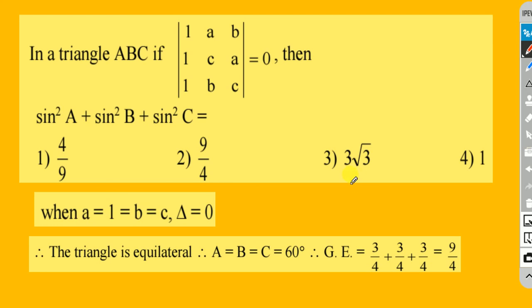So this is a tricky question where you can substitute a, b, c as 1 and you can get delta as 0, so that the triangle becomes an equilateral triangle. So take the value of sin 60, which is root 3 by 2. So 3 times root 3 by 2 whole square, which is 3 by 4, which is 3 into 3 by 4, which is 9 by 4 here, which is option 2.